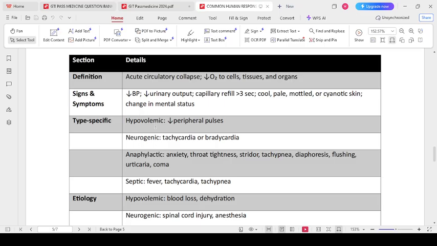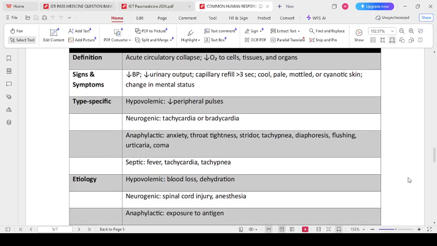There are a few types: hypovolemic, which results in decreased peripheral pulses; neurogenic, which results in tachycardia and bradycardia; anaphylactic, which results in anxiety, throat tightness, stridor, tachypnea, diaphoresis, flushing, urticaria, and coma. Septic can result in fever, tachycardia, and tachypnea.